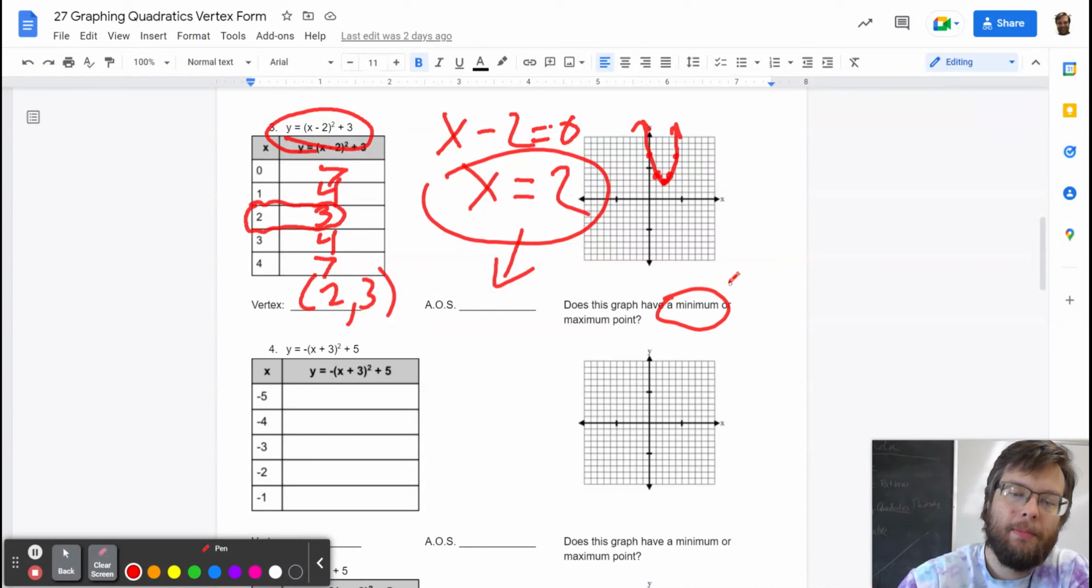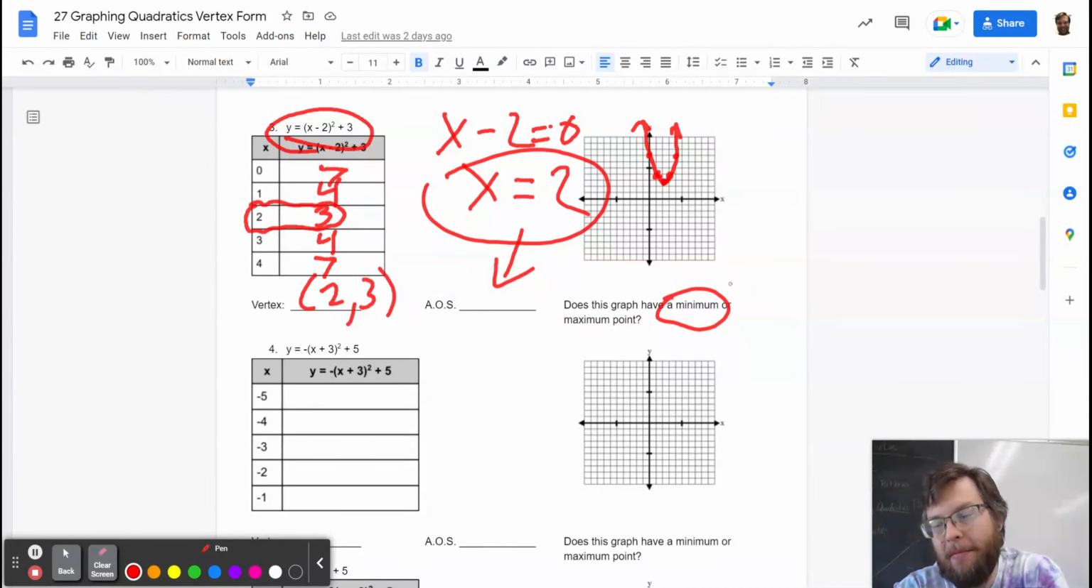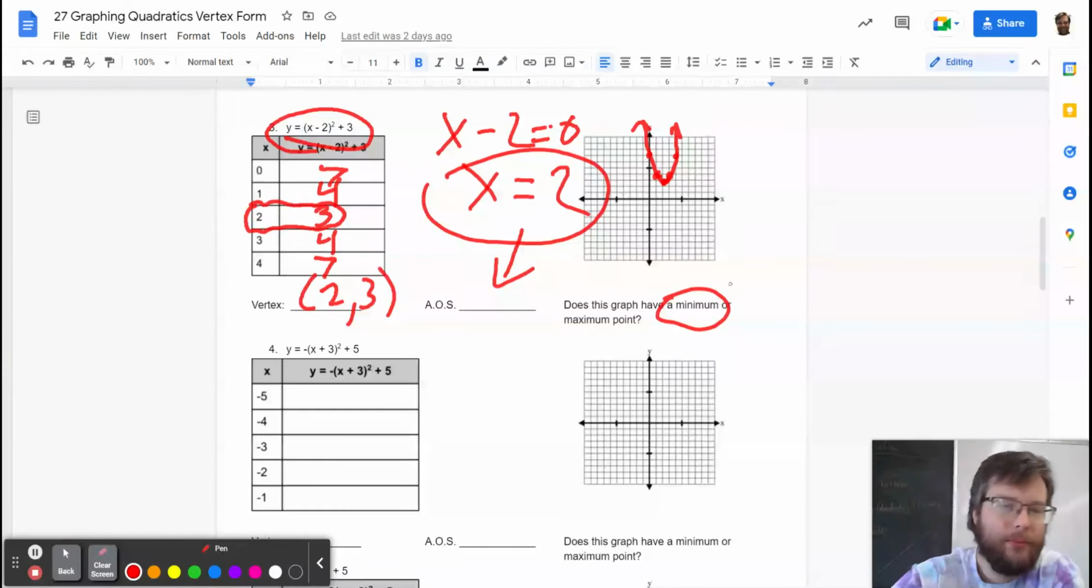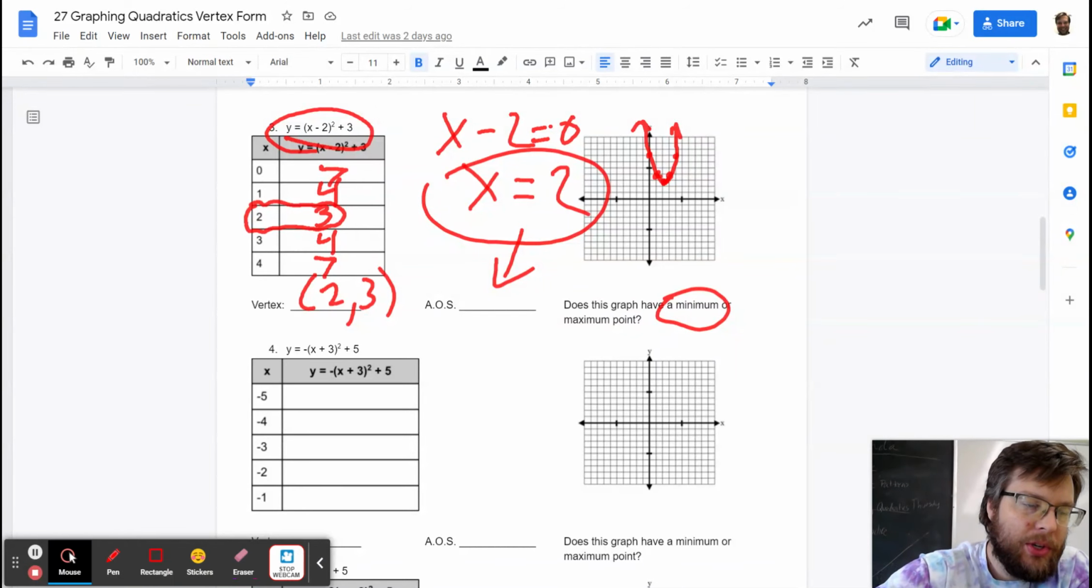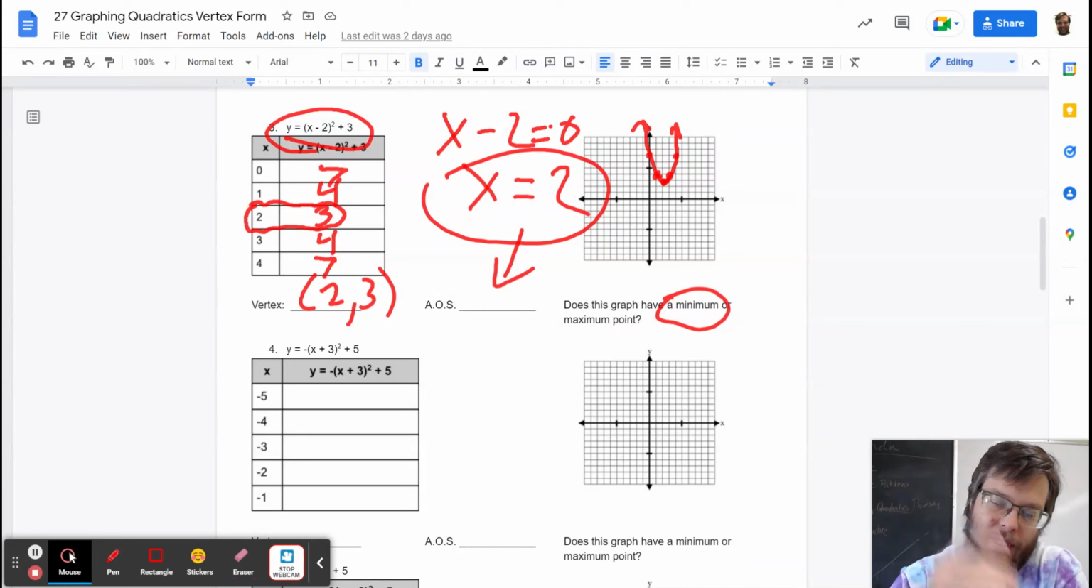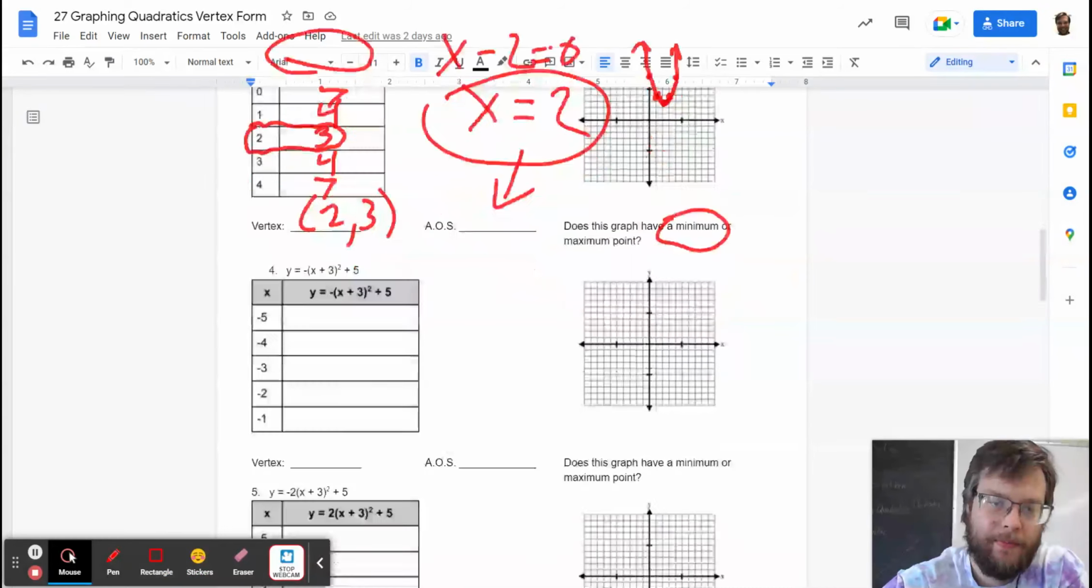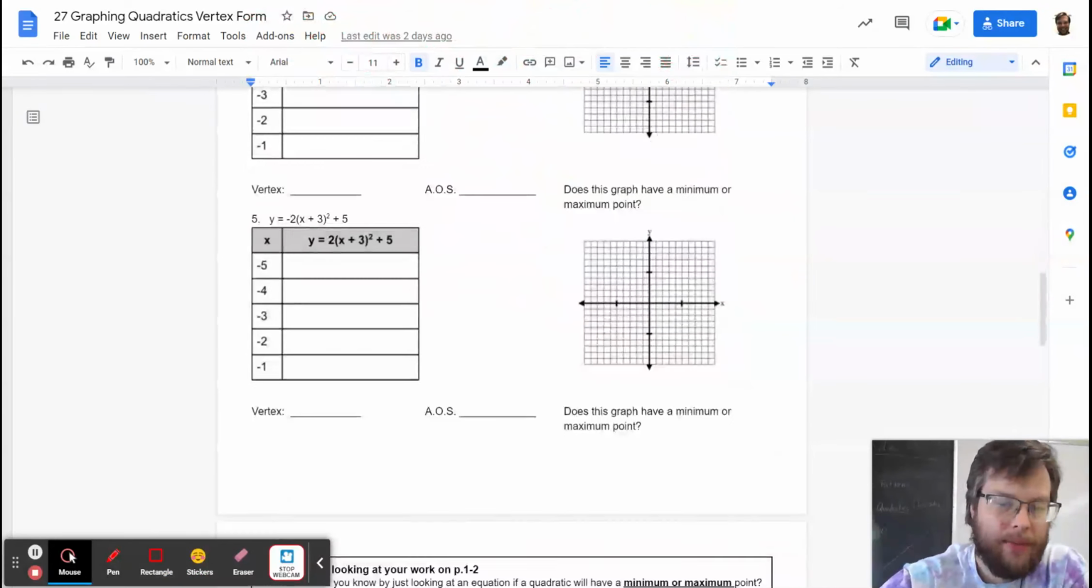This graph has a minimum point. It does not have a maximum point. It goes up and up and up forever, never ending. Okay. I want you to notice that the vertex numbers were sitting right there in the equation. I'll do just one last one as an example.